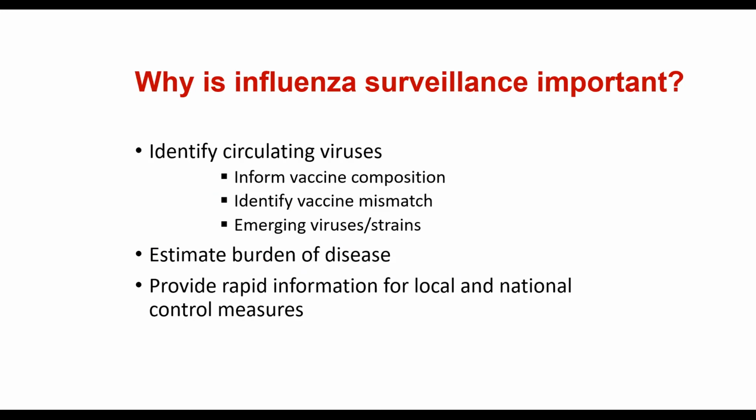So why is influenza important? We all know that influenza can vary from year to year. So genomic and antigenic analysis of influenza is very important to inform vaccine composition, to identify vaccine mismatch, and to track and see the emergence of viruses and strains. And all this is not only to inform the composition of the vaccine, but also to provide rapid information for local and national control measures.